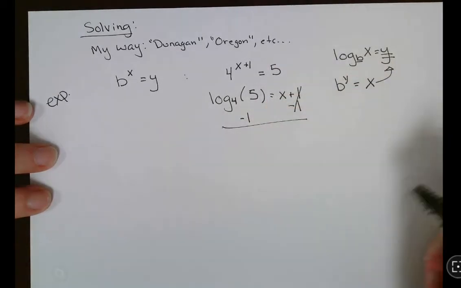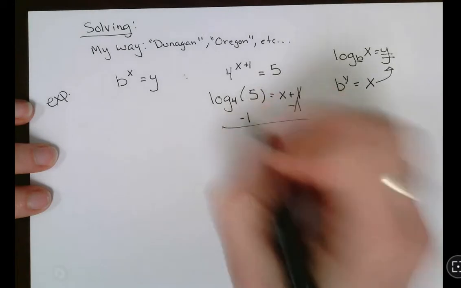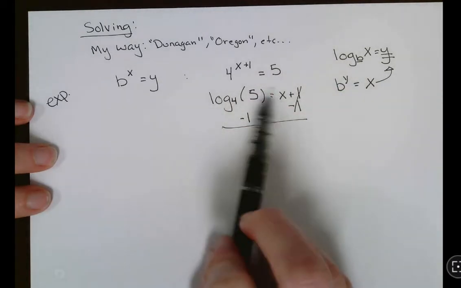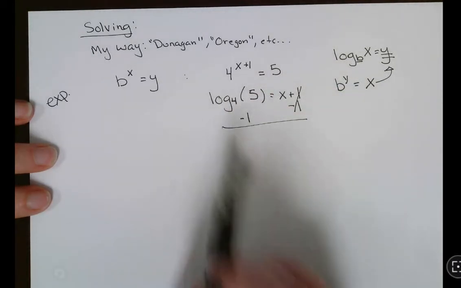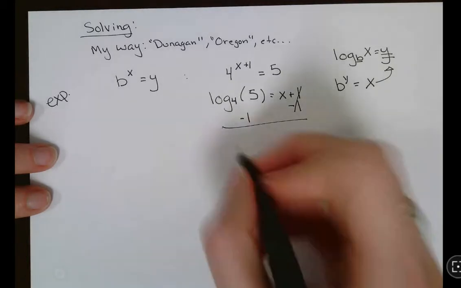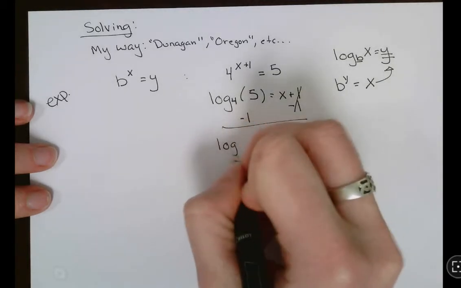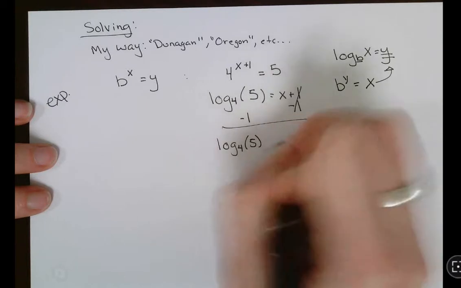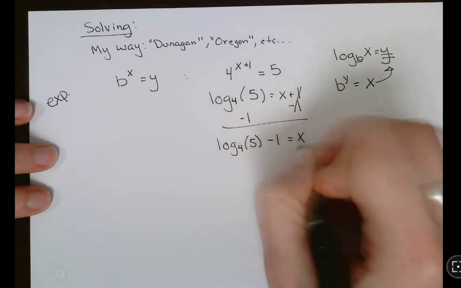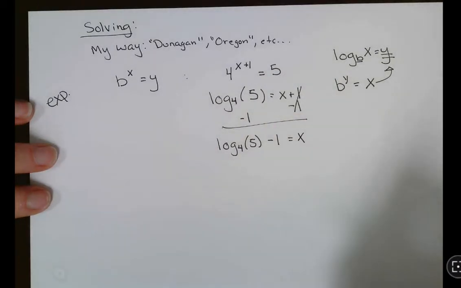Be careful when you're doing this though, that 1 can't go inside the logarithm. This is a unit, I can't do anything with it. It's stuck, it's trapped, they stay together. So it's just going to look like log base 4 of 5 minus 1 equals x. Now we're done, we found x.